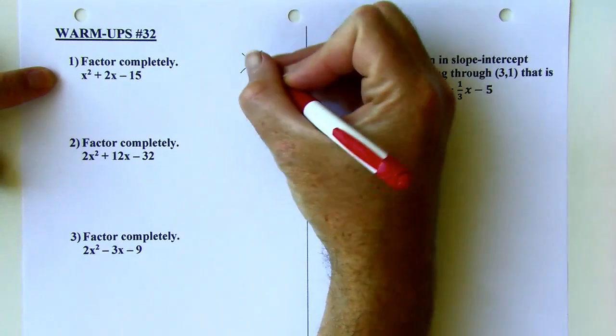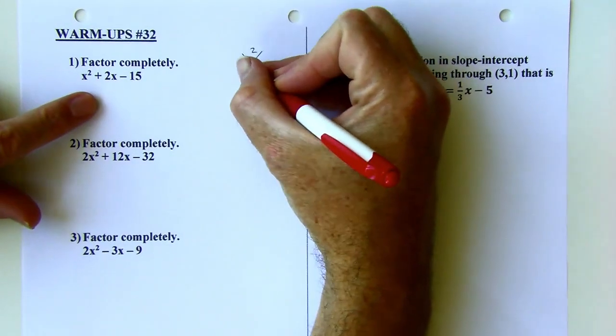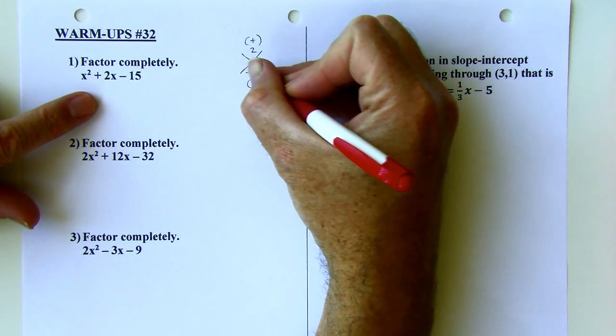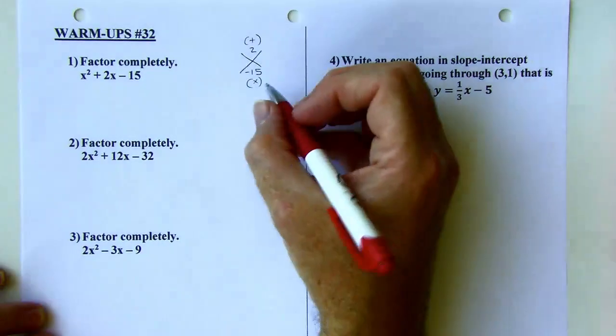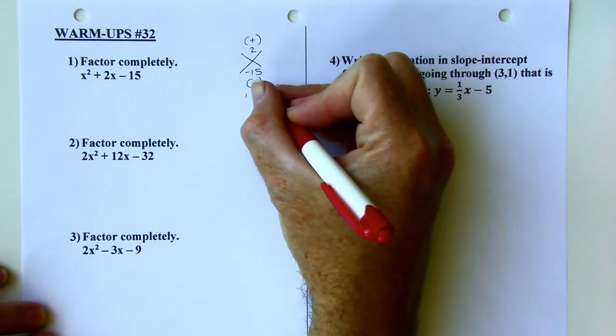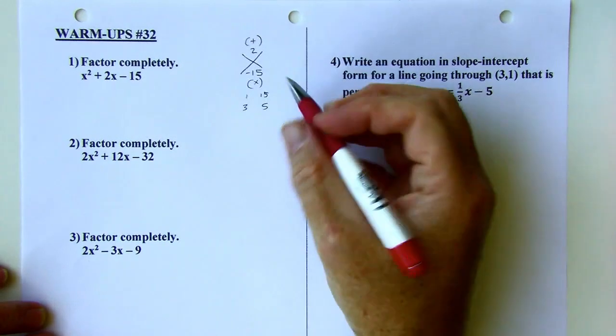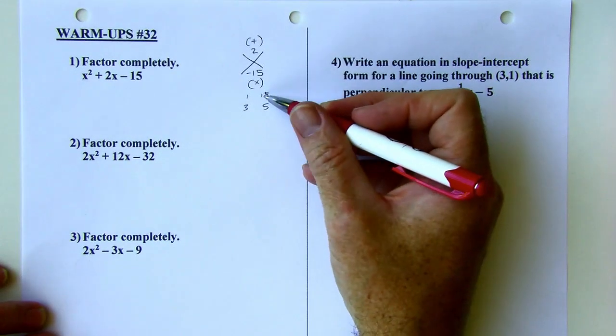So I'm going to try a diamond problem here. I'm putting the 2 on top, negative 15 on bottom. Looking for two numbers that add to 2. The same two numbers should multiply to negative 15, so I'm thinking about ways to multiply to get negative 15. Now I know one of these is going to have to be negative, right?